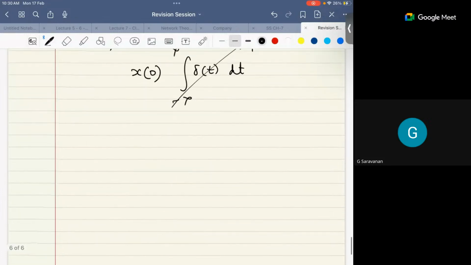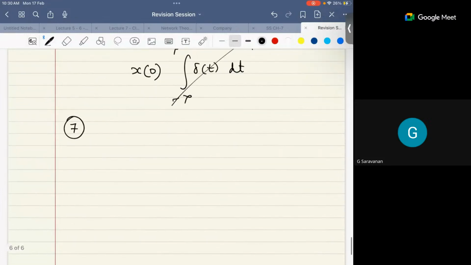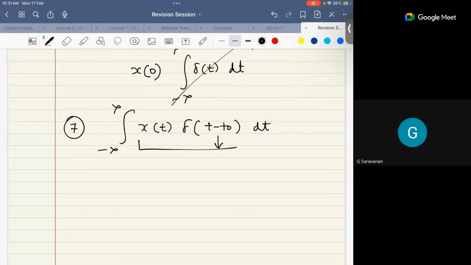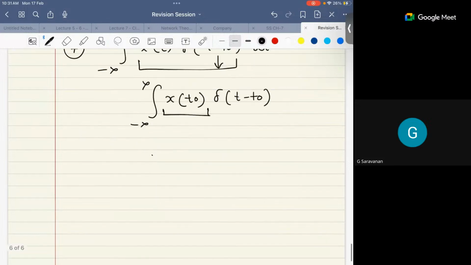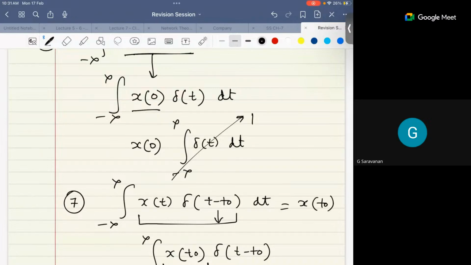The seventh property you can think of as x of t times delta defined at t minus t naught, and now you are integrating from minus infinity to infinity dt. The delta function is just defined at t equals t naught, so this value will be x of t naught times delta of t minus t naught. Now you are integrating from minus infinity to infinity. This constant you can take out: x of t naught, and then minus infinity to infinity delta of t minus t naught dt. This is 1. So your value will be x of t naught. These 7 properties you must be knowing.